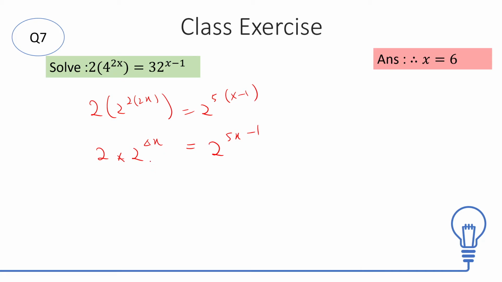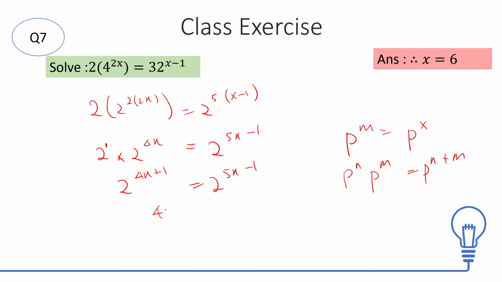Okay, now when we want to do the comparison, we already know it must be p to the m equals p to the n, so only one base on left and right. So this one has base 2. But remember, when we multiply p to the m and p to the n, it is p to the m plus n. So although this one is power 1, we still can combine: 4x plus 1 equals 5x minus 1.